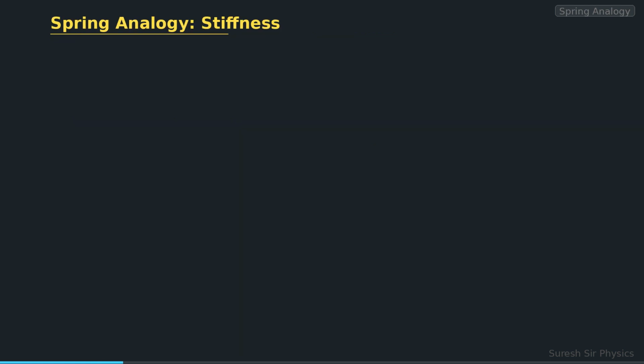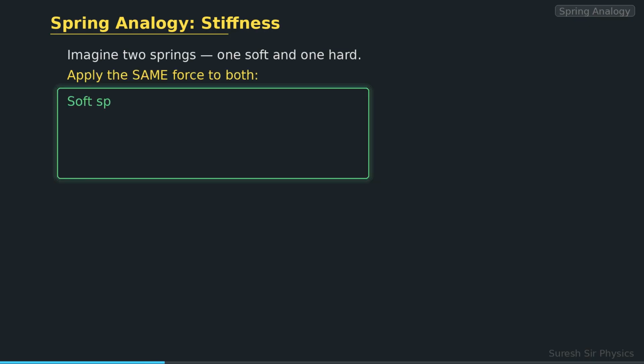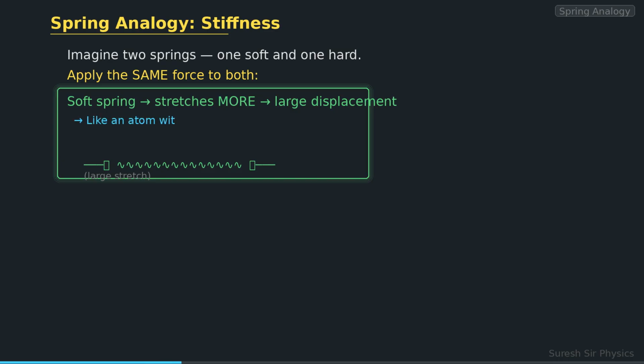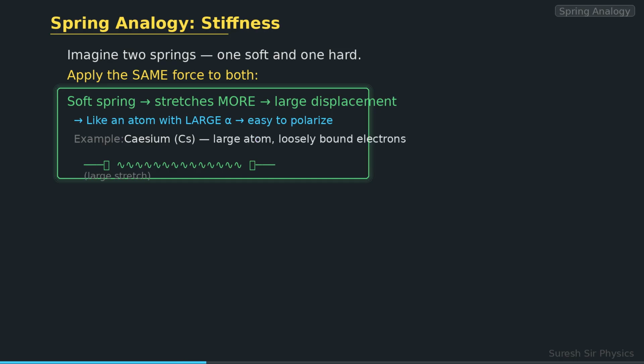Let us see an example of polarizability. Let us consider a spring example. Springs of different stiffness. Imagine two springs, one soft and one hard. Apply the same force to both. The soft spring will stretch more and leads to large displacement. This is like an atom with large alpha, which is easy to polarize. Example, cesium. Large atoms with loosely bound outer electrons.